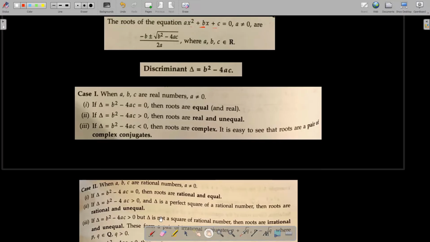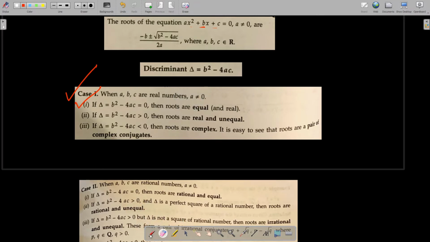Let's look here. The first condition is case 1, when a, b and c are real numbers and a is not equal to 0. In that condition, if delta equals 0, that means inside the root you get 0, the roots are equal and real. Suppose one root you got is 1/4, then both roots will be 1/4 and 1/4.